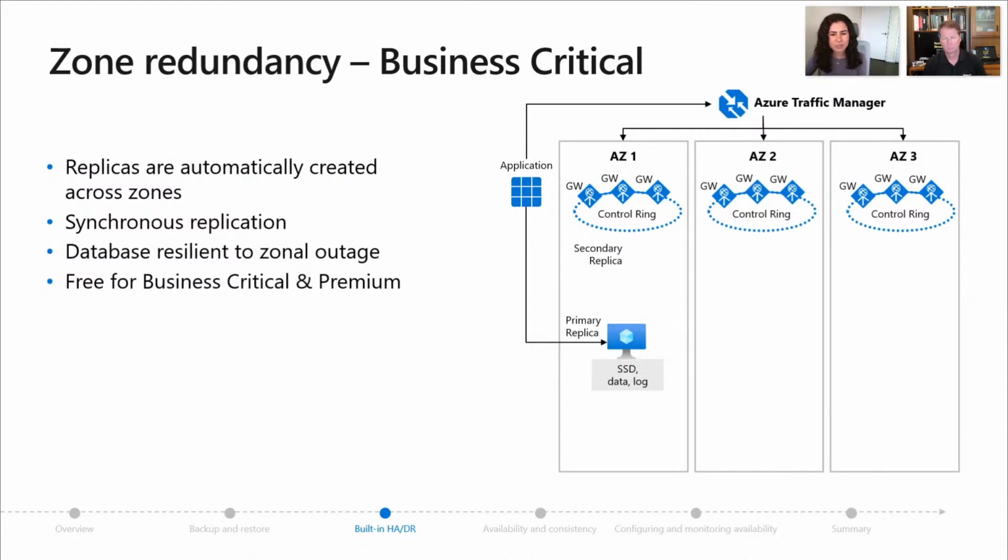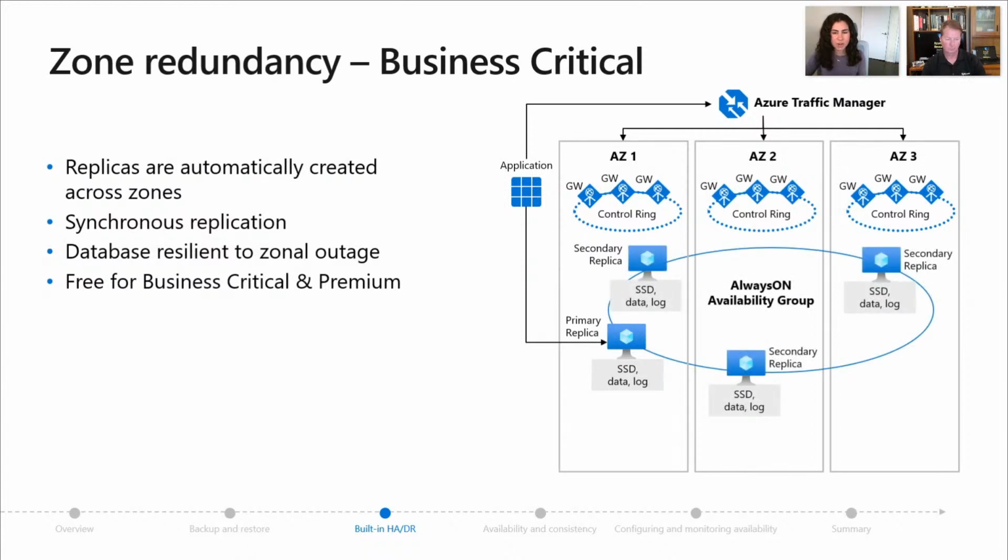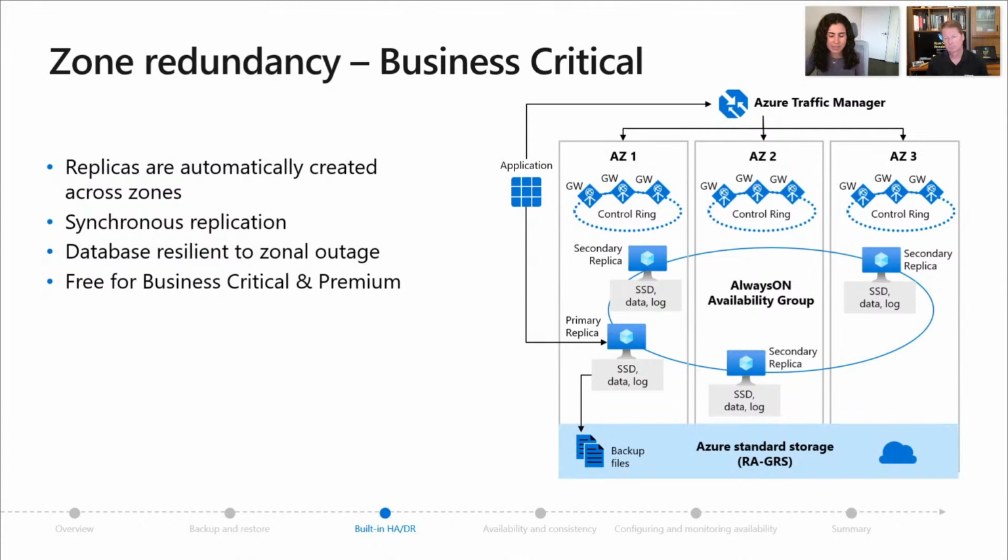And so if we think about how this works, what you're seeing here is AZ1, AZ2, AZ3. So these are, again, separate power, heating, cooling, water, that sort of thing, each one of them. And so your primary replica is going to be in one. And then, since you can, again, have an availability group with Business Critical, we're going to basically spread the rest of your replicas out across different availability zones. Of course, your backups are still stored in Azure Standard Storage, but in the case that a failover needs to occur because an availability zone goes down, we can very quickly fail you over to one of your other secondaries that's sitting in a different zone.